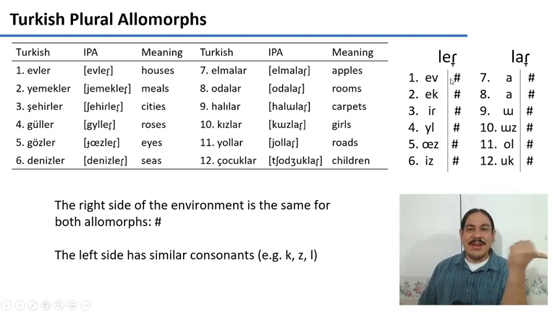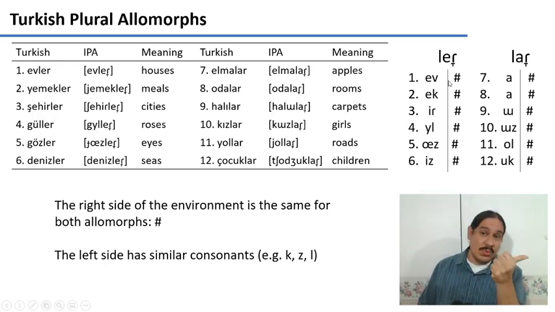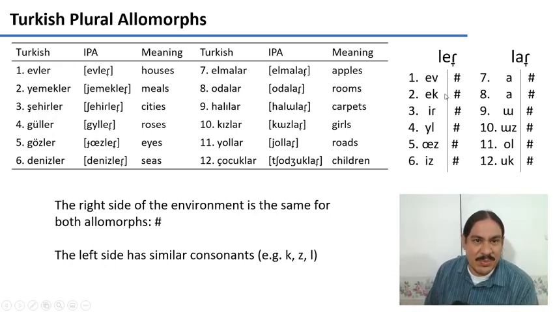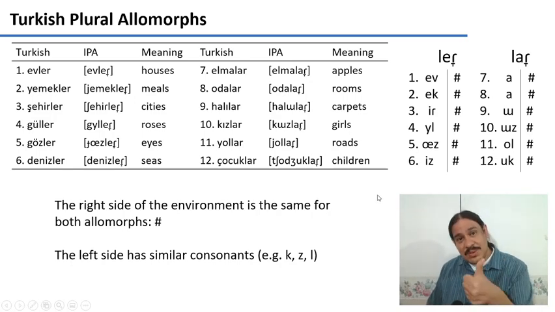How about the left side, the edge of the root? The consonants are not going to help us either, because we can find the k for both allomorphs. For example, in yemekler and çocuklar, both of them have k next to the l. Likewise, with a z, as in yüzler and kızlar, we find z right next to the allomorphs. Likewise with the l in güller and yollar. So the consonants are probably not going to help us. So let's look at the previous vowel.